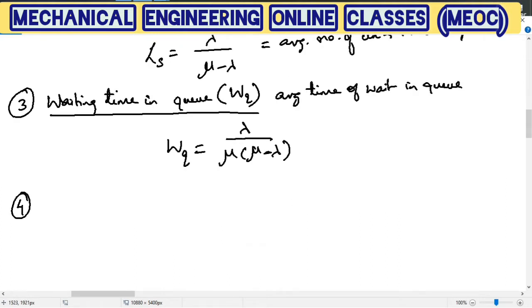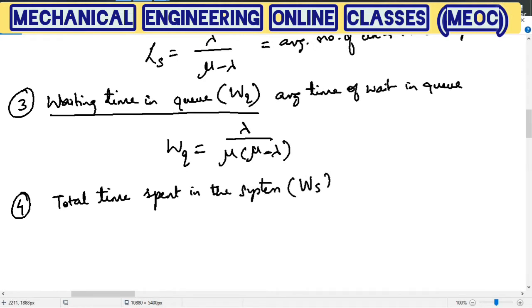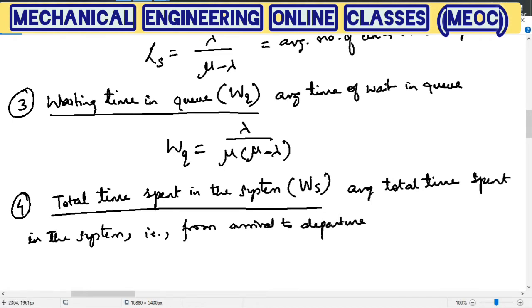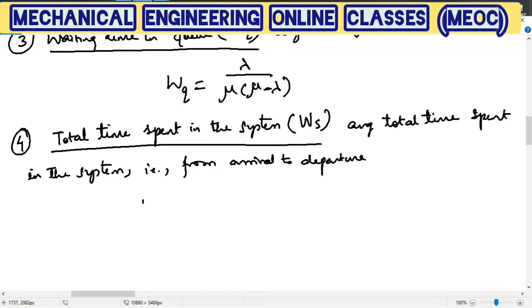The fourth important characteristic is the total time spent in the system, denoted as WS. This indicates the average total time spent in the system, that is from arrival to departure. Whatever total time is spent, on average, from arrival to departure, that is WS. WS can be found as 1 by (mu minus lambda).